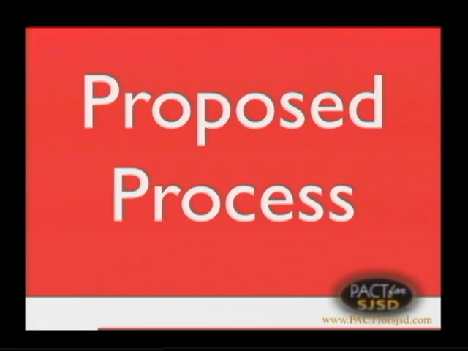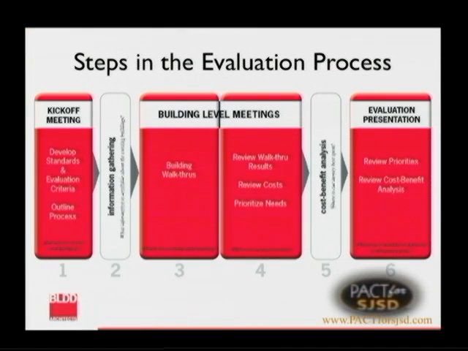So we've gone over some of the goals. Let's review the proposed process. Architects love graphics, you may or may not know, and so we put graphics together to represent this planning process. We've shown it to be a 6-step process moving from left to right on the screen. The first step is where we develop standards and evaluation criteria and outline the process. The second step is where we gather information. The third and fourth steps are the building level meetings. The fifth step is when we perform cost-benefit analysis, and the final step is when you develop the report.